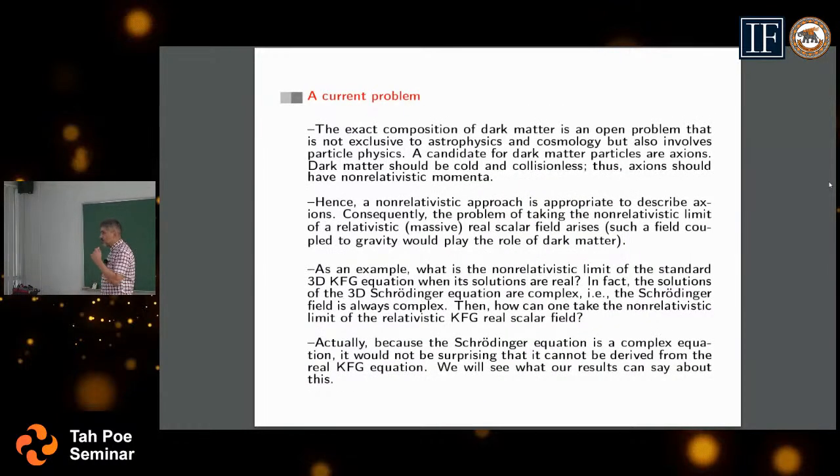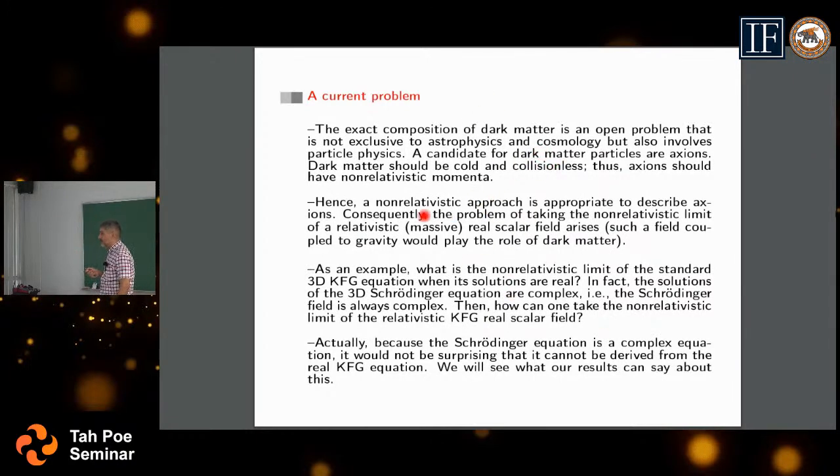And now, because many of you are working in gravitation, there is a big problem here. What is dark matter? This is an open problem. In particle physics, we think in particles describing dark matter. There are many particles, but for me the most important are axions, the so-called axions. According to our observations, the dark matter must be collisionless, of course. So axions must have a non-relativistic momentum.